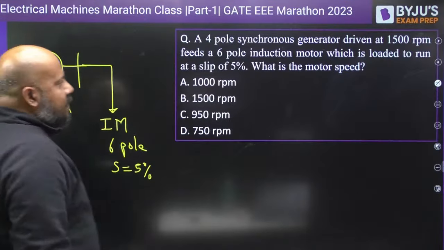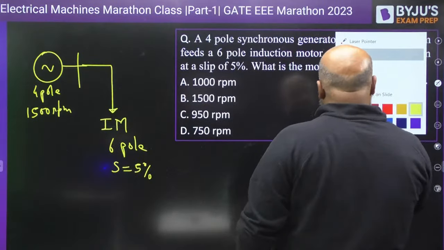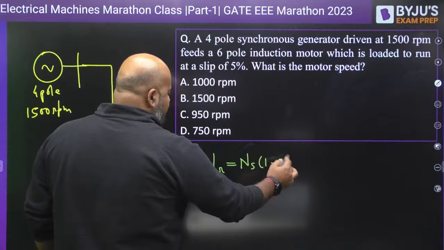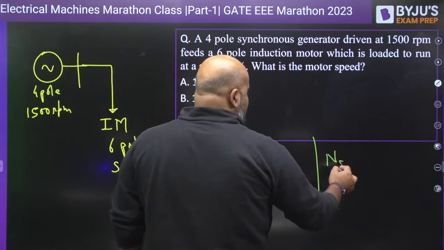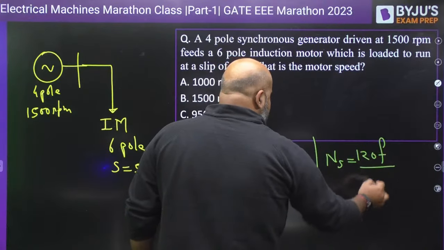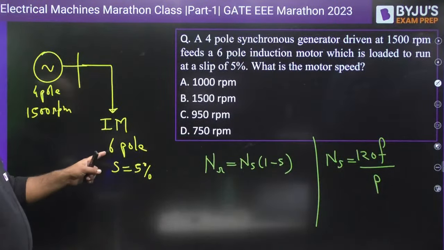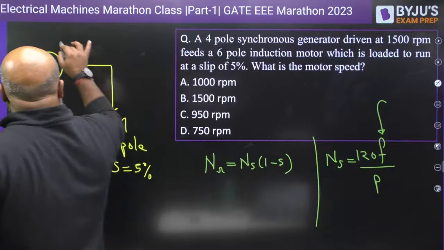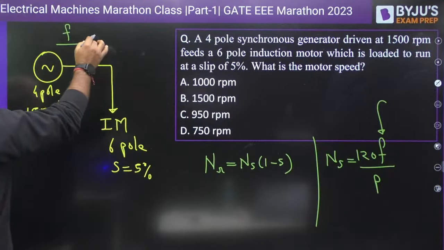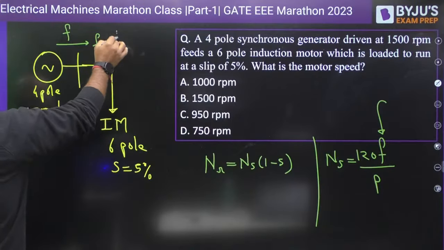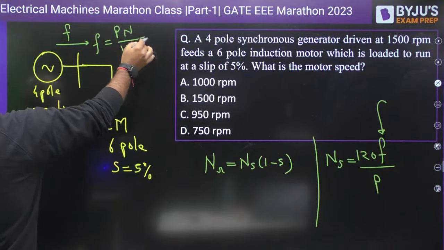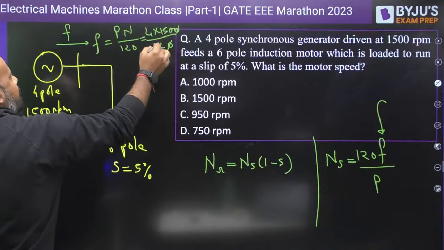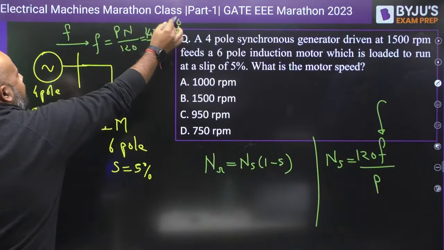Now, to find the speed at which the motor is rotating, you can directly use the formula NR = NS(1 - S). What is NS? NS is the synchronous speed, that is 120F/P. You know the number of poles for the induction motor, that is 6, but you don't know the frequency. Frequency is decided by the supply, so you can get F from the synchronous generator: F = PN/120. The number of poles is 4 here, and speed is 1500, divided by 120. The zeros cancel; 4 3s are 12, 3 5s are 15, 50 hertz.